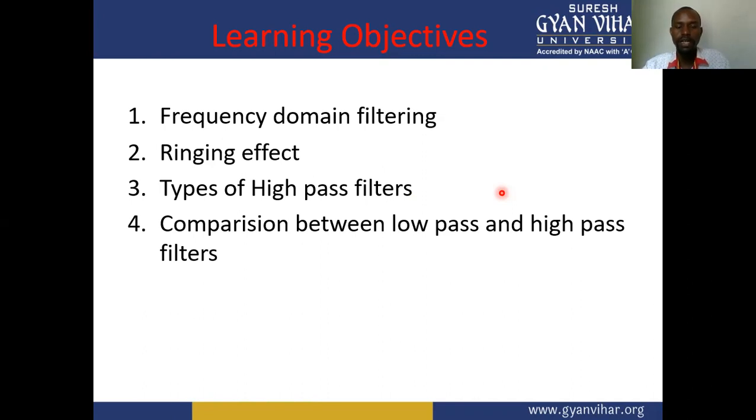Then we'll also have a small comparison between the low-pass and high-pass filters. As mentioned in the previous classes, the low-pass filters occur mostly in spatial domain filtering. So we'll draw a comparison between the low-pass filters and the high-pass filters to understand how each one of them occurs, which one is the best and which one is not. So now we are going to look at today's class, and we'll cover what we have highlighted in these objectives.